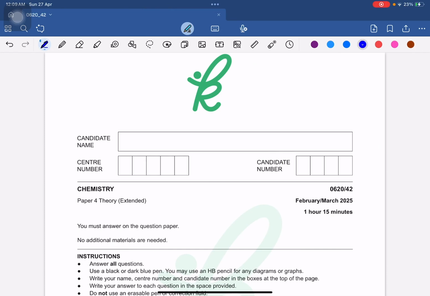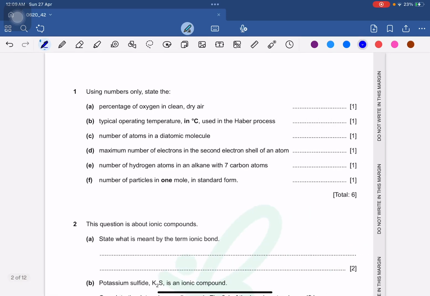Today we are going to solve a Chemistry 0620 variant 42 of Feb March 2025. Let us begin with the first question. Using numbers only, state the percentage of oxygen in clean dry air. So that we know is 21%. The second part, typical operating temperature in degrees Celsius used in the Haber's process. So for that, the operating temperature for Haber's process is 450 degrees Celsius.